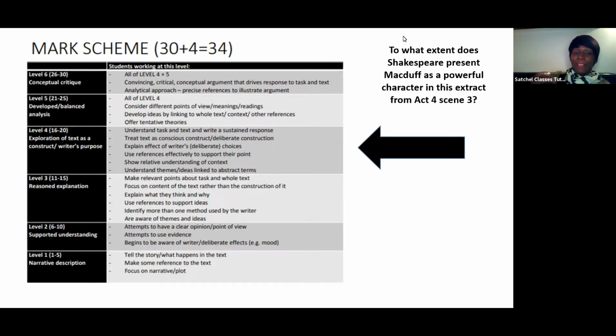You explain the effect of the language of the writer's deliberate choices, so explaining about language and structure, and we'll look at that in more detail. You use references effectively to support your point, and we'll look at embedding quotations. You show relevant understanding of context, and we're going to look at genre in terms of our context today, and then you understand themes and ideas that are linked to abstract terms, so themes and the ideas behind it.